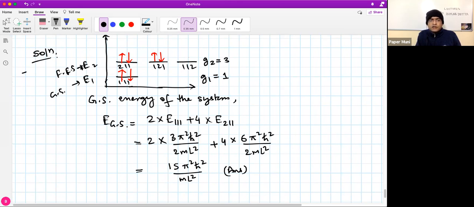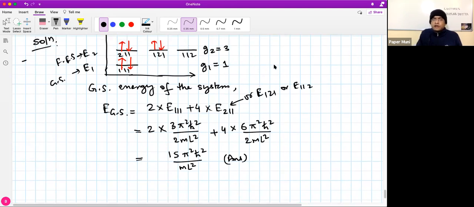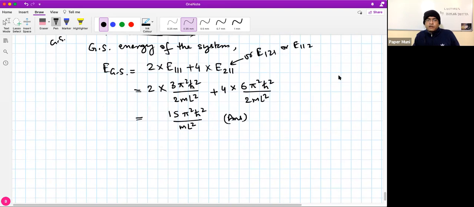Let's call this energy level E2. So this could be any of them. We are just taking the value; we are concerned about the value of this state. Okay, this could be E121, this could be E112. All right, so all have the same values. So we know that E121 is equal to E112 equal to E211. All right, so it could be any value.